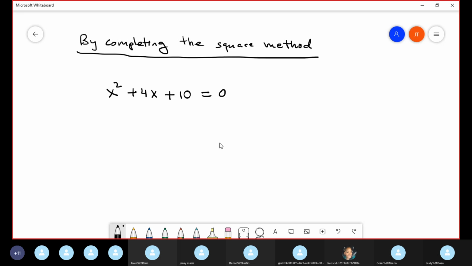However, we cannot apply the square root method. We are using completing the square. So what is the idea for completing the square? Let me explain in detail. What does completing the square mean? For example, there are several trinomials like that.